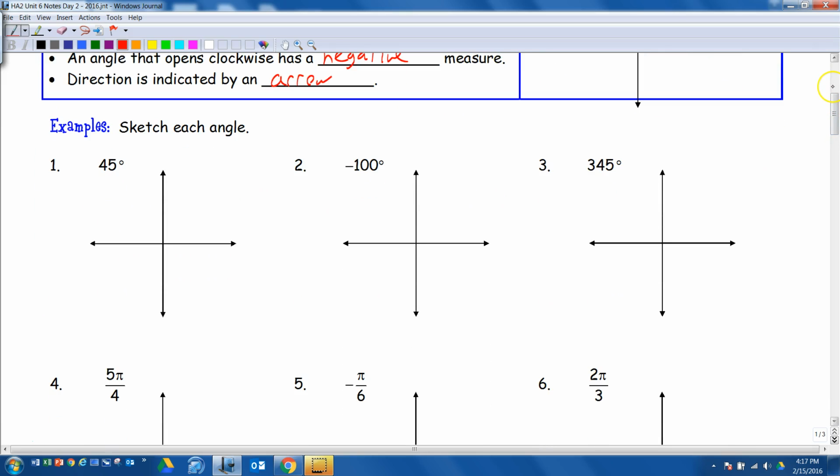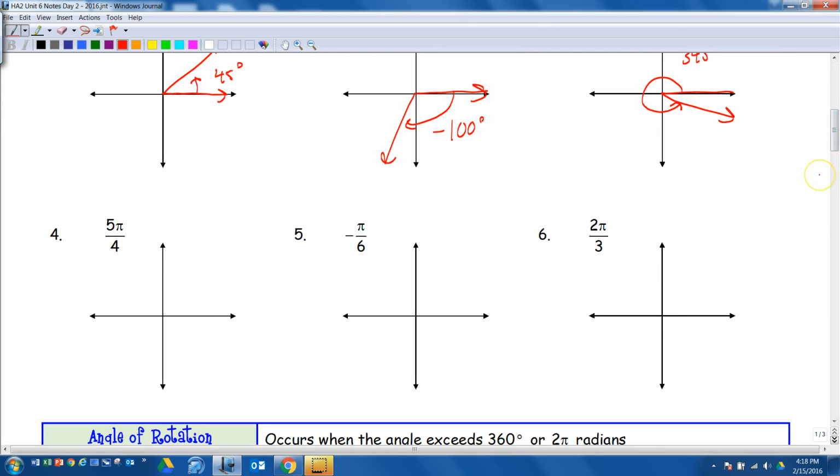Alright, so let's do a couple examples here. 45 degrees is halfway between 0 and 90, so it looks something like this. That's 45 degrees. Negative 100 is a little bit more, and negative means you're going clockwise, so it goes like that. So that's negative 100 degrees. Positive 345 is almost all the way around. There's the arrow. That's 345 degrees. Okay, so that's how you do that in degrees.